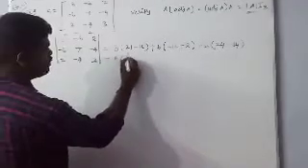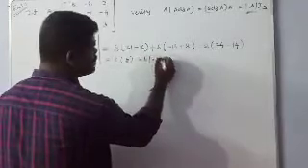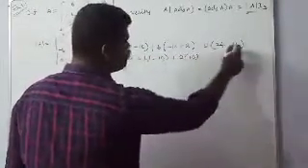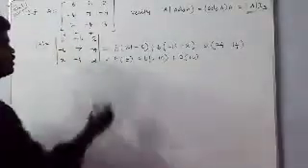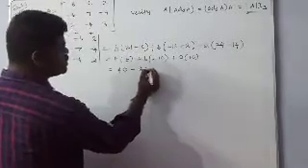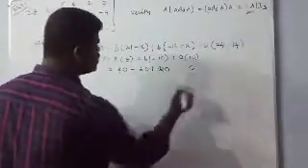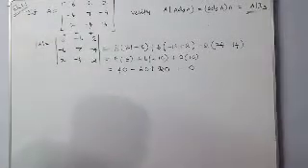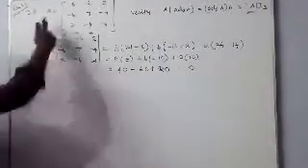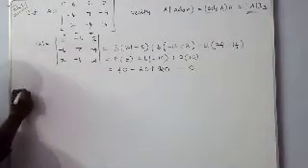Now 8 into 5 plus 6 into minus 10 plus 2 into 10, because 24 minus 14 is 10. Now 40 minus 60 plus 20. So what is the value? Which is equal to 0. 60 minus 60 is 0.